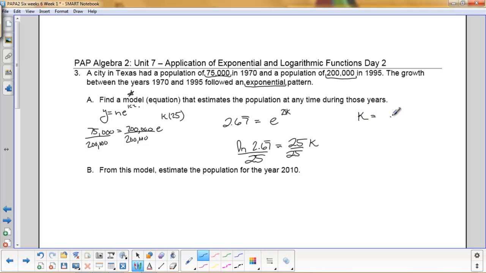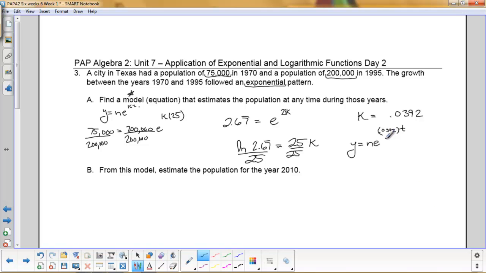Now my growth rate is 0.0392 approximately. The model then becomes y equals n times e to the 0.0392 power times t, which is my time. I need this constant before I can move on.